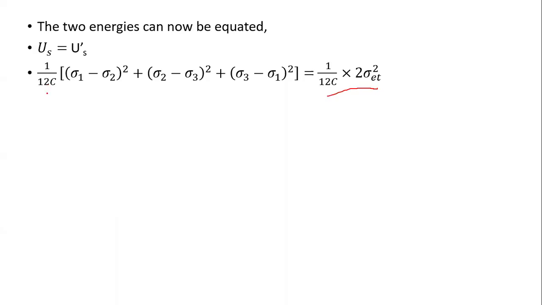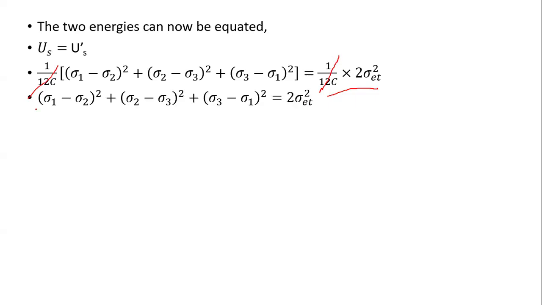1 over 12C, then stress 1 minus stress 2 squared, then stress 2 minus stress 3, in the brackets squared, plus again stress 3 minus stress 1, in the brackets also squared. Outside all these brackets, you can already see there's 1 over 12C. The same thing on the other side, you have 1 over 12C, 2 stress ET squared. Now this is where I said, when you notice this and this, they are the same. That's why we didn't simplify that other one. So we can cancel them out.